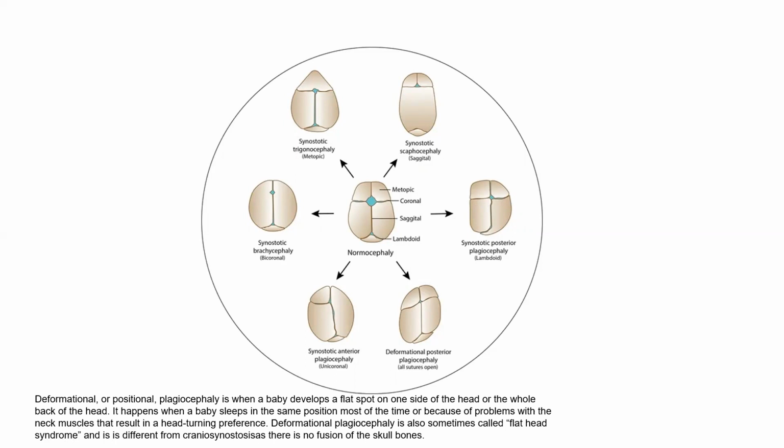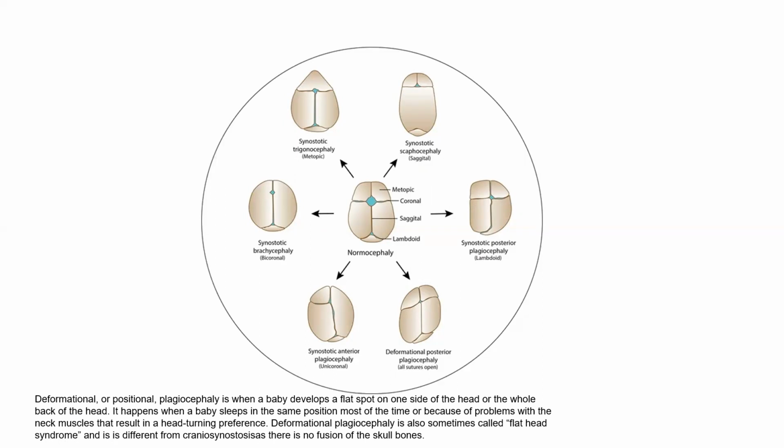which is when a baby develops a flat spot on one side of the head or the whole back of the head. It happens when a baby sleeps in the same position most of the time, or because of problems with the neck muscle that result in a head turning preference. The deformational plagiocephaly is also sometimes called flat head syndrome, and it is different from craniosynostosis since there is no fusion of the skull bone; it is positional in nature. So you have to think about it and you have to differentiate it.